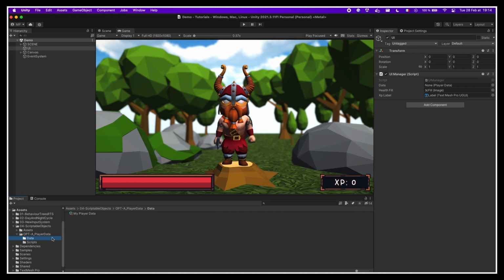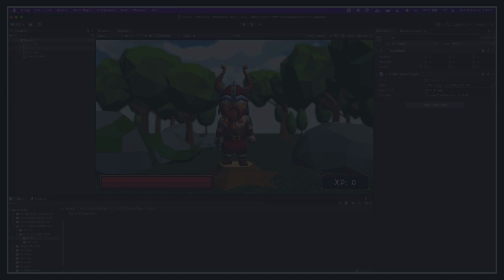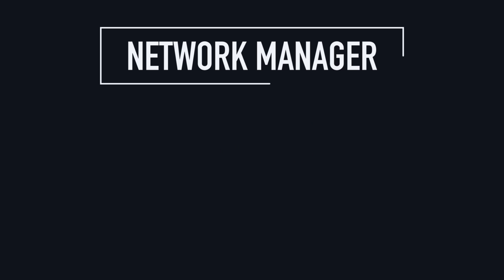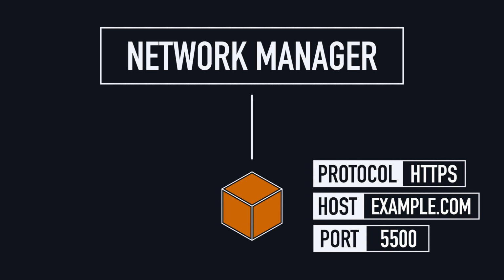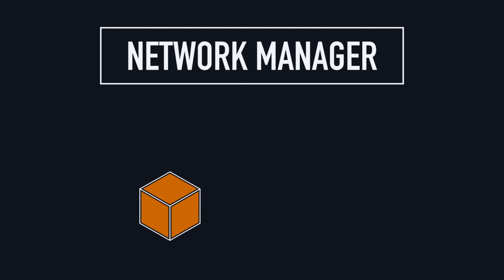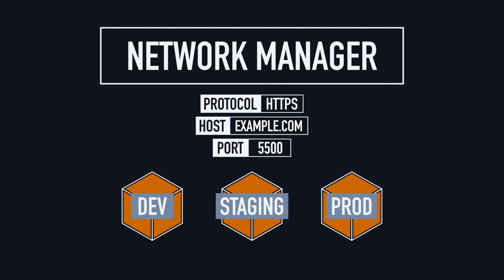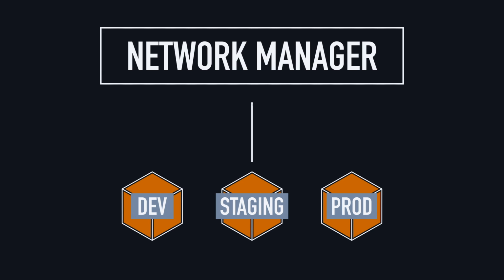Another cool thing is that, as we saw in the previous section, using a scriptable object is as easy as dragging a reference to a script slot, so you can very quickly switch between various data instances. For example, suppose you have a network manager script that you feed with some network settings data saved as a scriptable object. Then you could make a dev version, a staging version, and a production version of the data to easily define the right parameters depending on your current execution context. And switching between versions is just about dragging in the right asset.